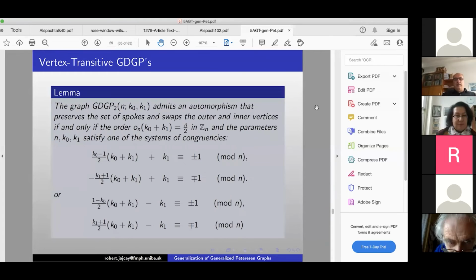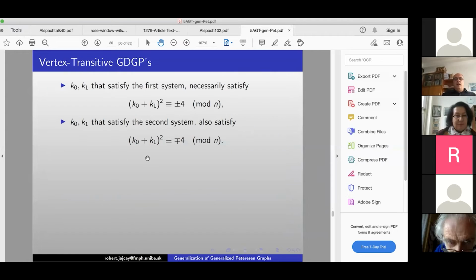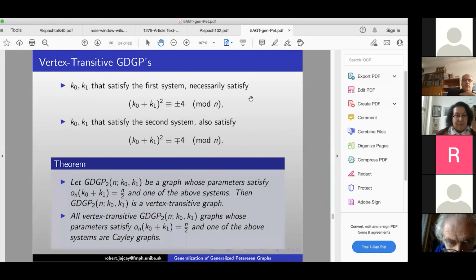And if you look at the previous, these are pairs of congruences, but you can say that if they're satisfied, they also satisfy this: K sub 0 plus K sub 1 squared is plus or minus 4 mod n, or K sub 0 plus K sub 1 squared is minus plus 4 mod n. So what this means is somewhat similar to the situation with the generalized Petersen graphs. If I have two numbers defined in the graph and I take their square, instead of having the plus or minus 1, it appears that we have plus or minus 4 as quite relevant, but we don't have an if and only if result of the type I was talking about by Frucht, Graver, and Watkins. We only have one direction.